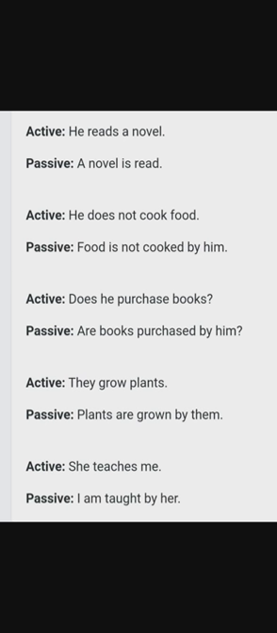See, second example, he does not cook food. Use of does. So does is converted into is/am/are. So food is not cooked by him. Food has become the subject and he becomes the object. And when he is moved from subject to object, it is changed accordingly, meaning he will become him.